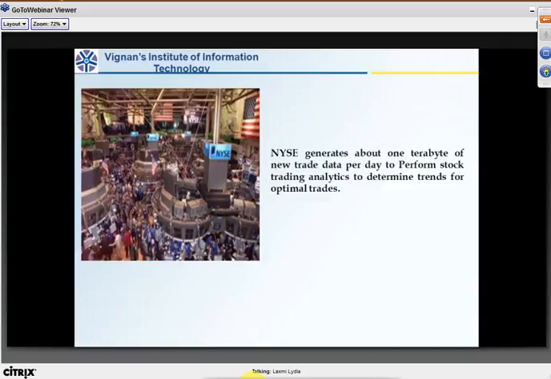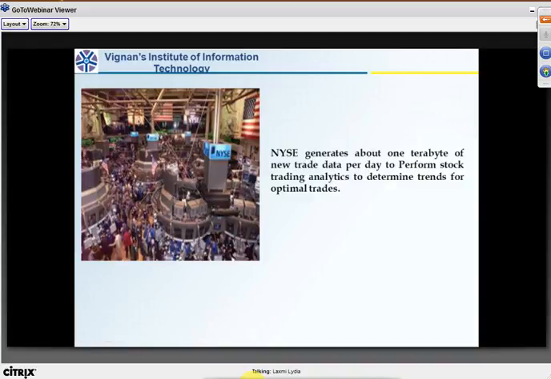Just for understanding's sake, I have given an image here. This is the image of the New York Stock Exchange market. What it is saying is that it is generating nearly 1 terabyte of data per trade per day to perform the stock trading analysis. My God. So this image is showing that it is generating nearly 1 terabyte of data per trade in a day.